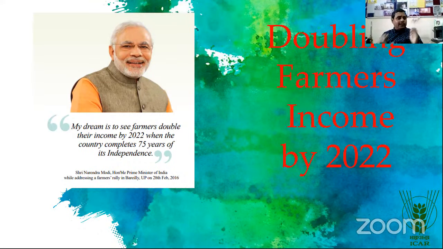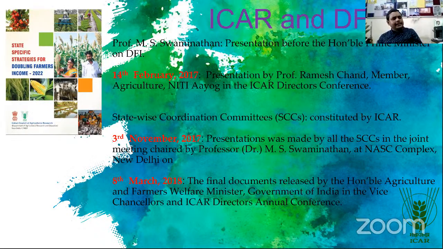So for doubling farmers' income, the Government of India has taken the lead, and for this the Ministry of Agriculture and Farmers Welfare has taken the lead. The idea was conceptualized by the Honorable Professor Swaminathan, and he gave a presentation to the Honorable Prime Minister. A sequence of events took place, and on the 8th of March 2018, during the directors' conference, the whole agenda item was settled and given to the respective states.